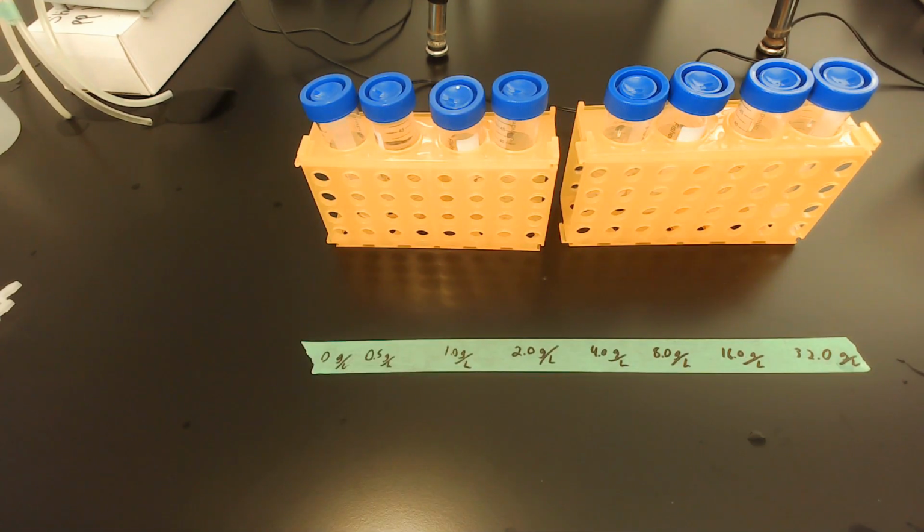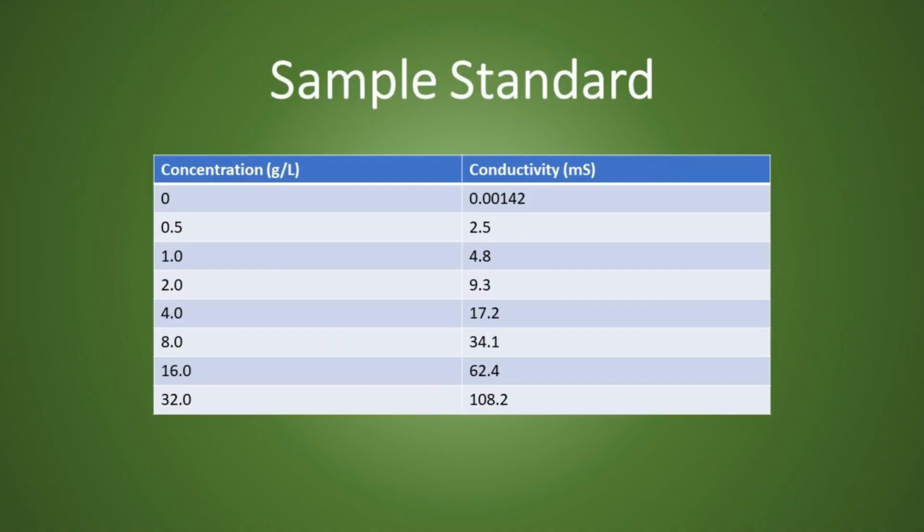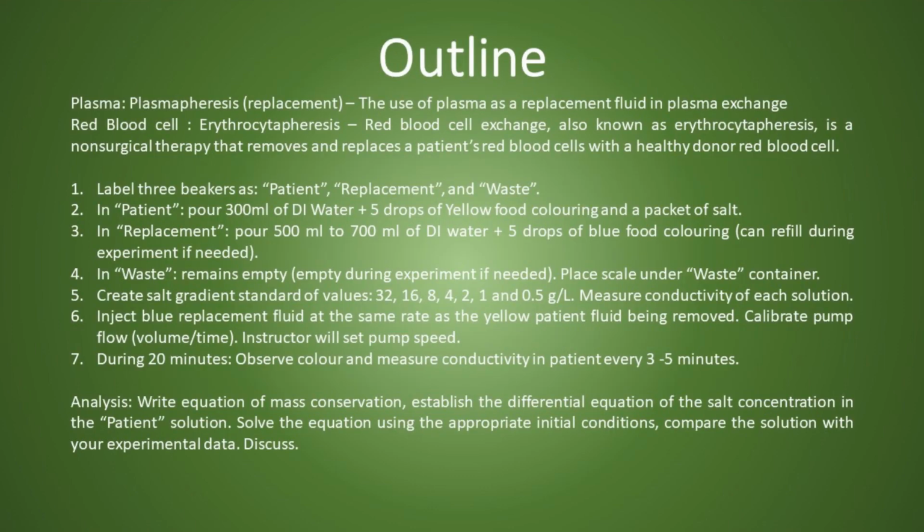So now that we have our standard samples all measured, we can now write our results down in a table. So here's a sample standard that I measured, and this allows us to relate the conductivity measurement to the concentration of our solution. So again, now that we have our standard all set, we can now begin the experiment by making our patient, replacement, and waste beakers.